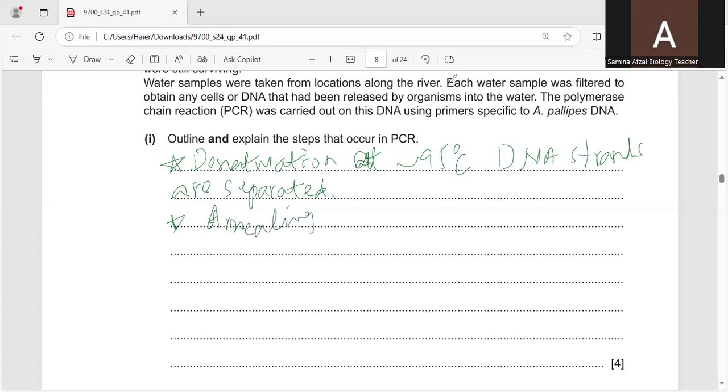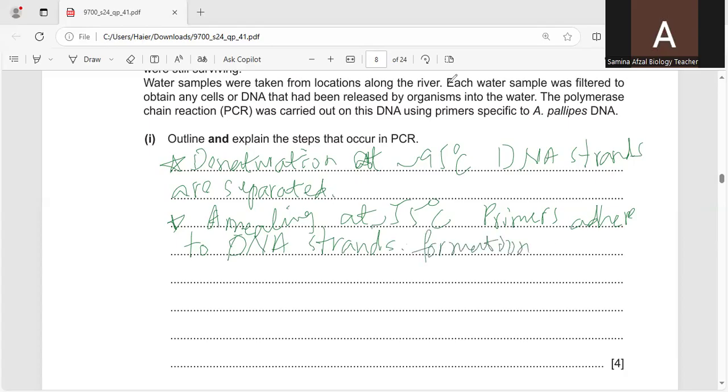The second step is annealing. In annealing, the temperature is lowered a little, to around 55 degrees centigrade. So what happens? The primers adhere to the DNA strands, and the formation of new strands is started.